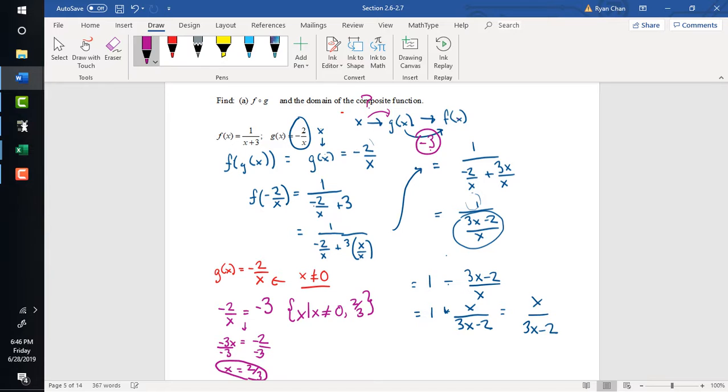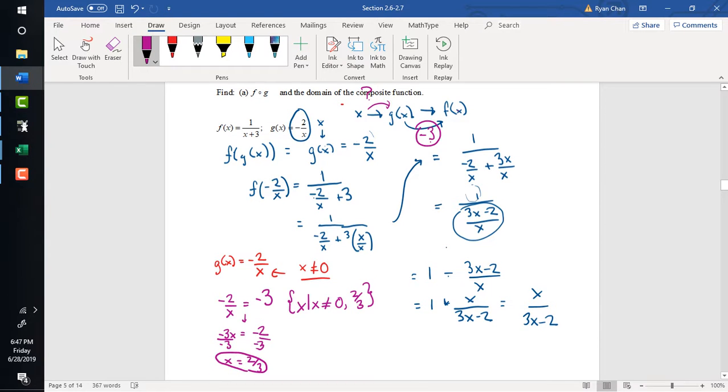So why doesn't 2/3 work? Because if I plug 2/3 into g of x, it's going to turn into negative 3, and then negative 3 wouldn't work for f of x. Now, if you're not a huge fan of this way of doing this, you actually do have a slightly easier way, granted, if you want to do the work for it. And that is, if you know your composite function, this would actually work as well.